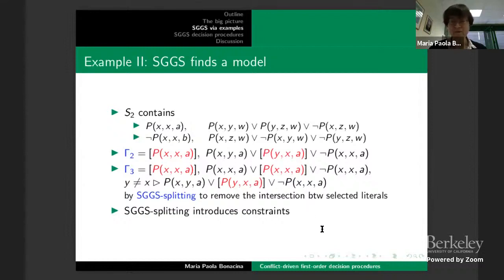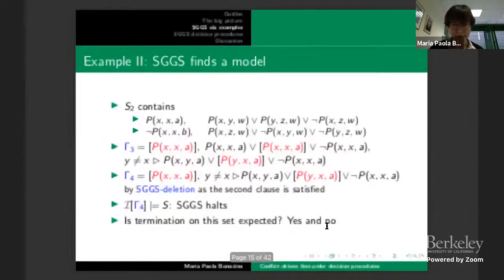So what SDGs does when there is an intersection, it applies a rule called splitting to split the second clause and do a partition where the first clause has as a selected literal a literal whose ground instances are those in the non-empty intersection with the first, whereas the second clause has a selected literal that captures the other instances. So here the first 2 arguments are equal, and here the first and the second argument are different because we have the constraint y different from x. So splitting is the rule which introduces constraints in the system.